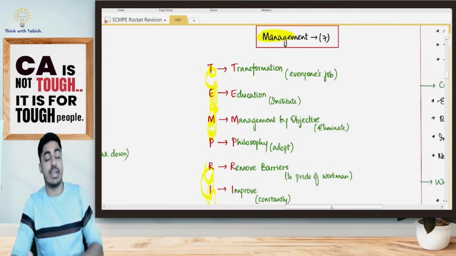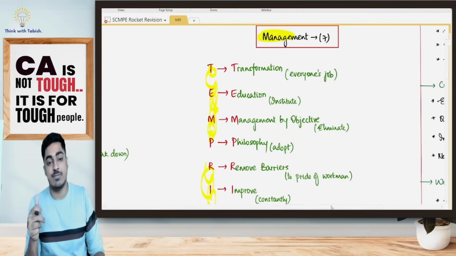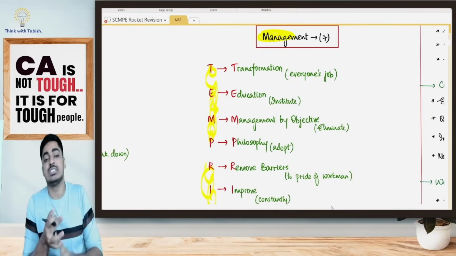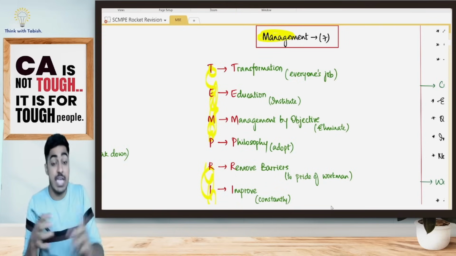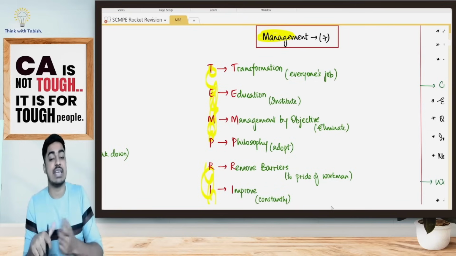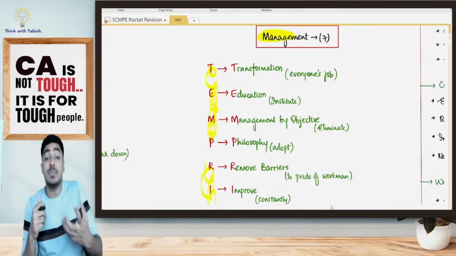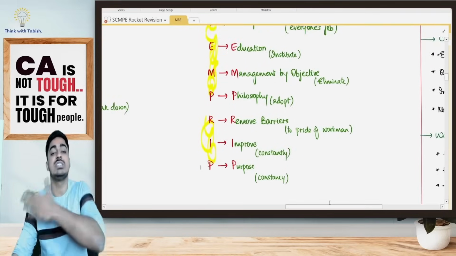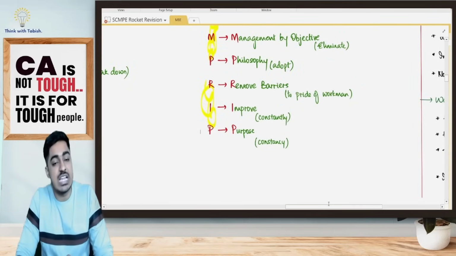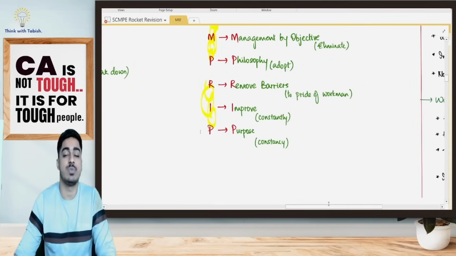Next, management, transformation. Transformation is everyone's job. E for education, institute education and leadership. Yes, M stands for management by objective. Eliminate your management by objective. P stands for philosophy. Adopt the new philosophy. Yes, R stands for remove the barriers. Remove the barriers to pride of workmanship. Yes, I stands for improve. Improve constantly and forever. And P stands for purpose. Have a constancy of purpose.